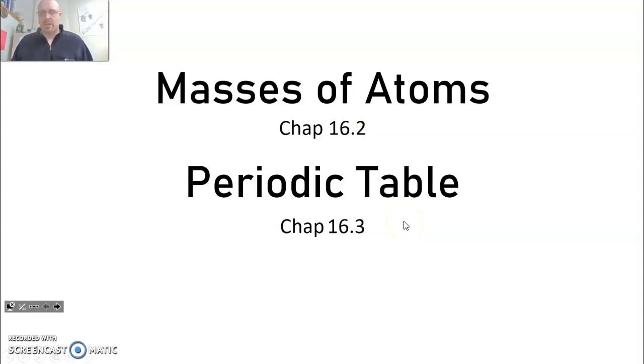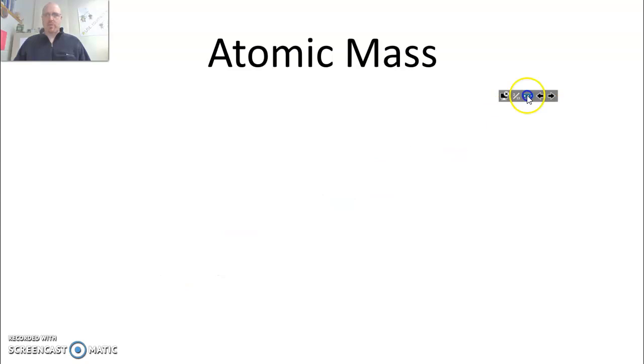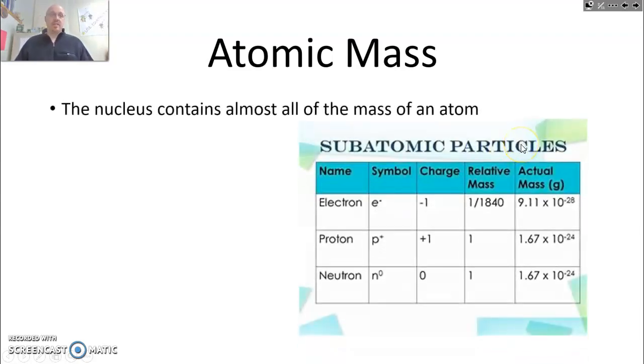Hello everybody, today we're going to be talking about masses of the atoms and the periodic table, which is sections 2 and 3 of chapter 16. First thing we want to talk about today is the atomic mass. Now, remember we talked already about the structure of the atom, and I mentioned previously that most of the mass of the atom is in the nucleus.